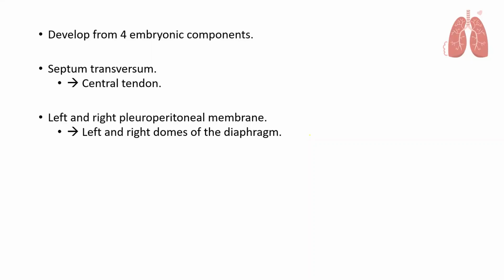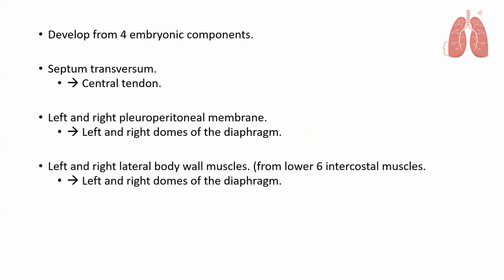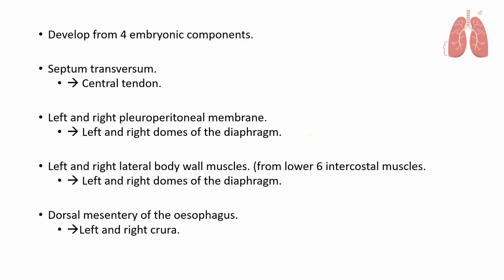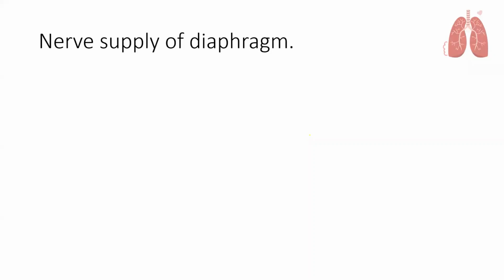Septum transversum develops into the central tendon. Left and right pleuroperitoneal membranes form the left and right domes of the diaphragm. And this is also formed by the left and right lateral body wall muscles. And the dorsal mesentery of the esophagus forms the left and right crura. So the anatomy of the diaphragm, I think you are thorough with now, right? You have seen the dissection videos, and you have had the lecture, right? So the nerve supply of the diaphragm.